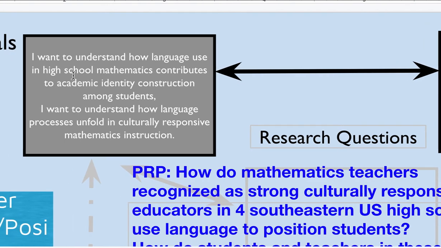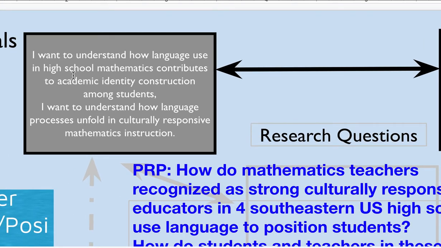Starting with this design map that we've been using, I created a sort of pretend study. So the goals: I want to understand how language use in high school mathematics contributes to academic identity construction among students, period. I want to understand how language processes unfold in culturally responsive mathematics instruction.